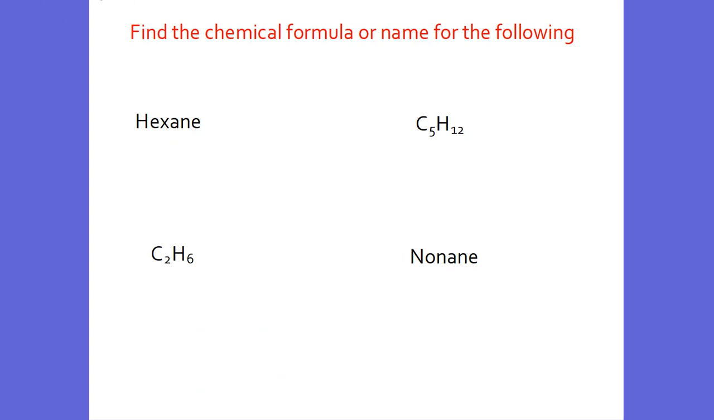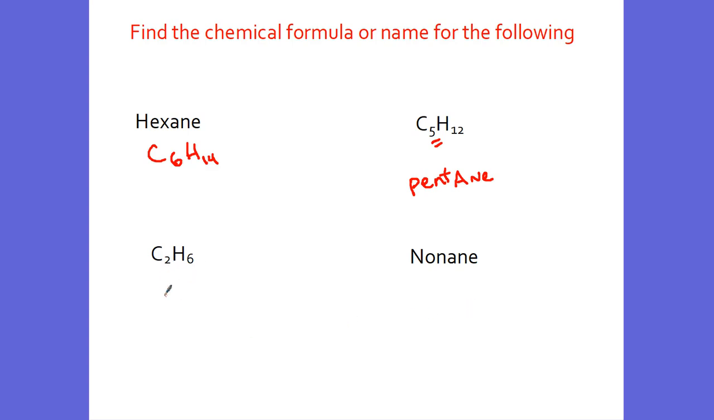So something like hexane. Hex, how many carbons would that be? 6 carbons. What do we do with the hydrogens? We double it and add 2. 6 times 2 is 12 plus 2 is 14. We see C5H12. You can see that 12 is doubled and added 2, so we know it's an ane. Okay, and 5 would be what? Pentane.